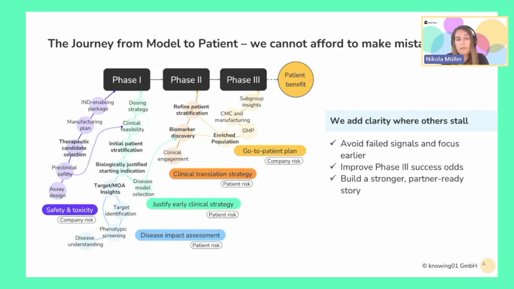Where we come into play, and why we're having this webinar today, is that at many steps along the way, there are a lot of decisions you have to make, and not always do you have the clarity that you need. So our claim, with every biotech partner we work with, is that we try to add clarity where others stall. What I mean by that is avoiding running after a false signal, or running behind noise, where you think it could be a nice disease-modifying drug, but at the end of the day, it doesn't do what it should be doing. It's also about improving phase 3 success odds and, bottom line, because a lot of venture-created business is involved here, building a stronger partner-ready story.